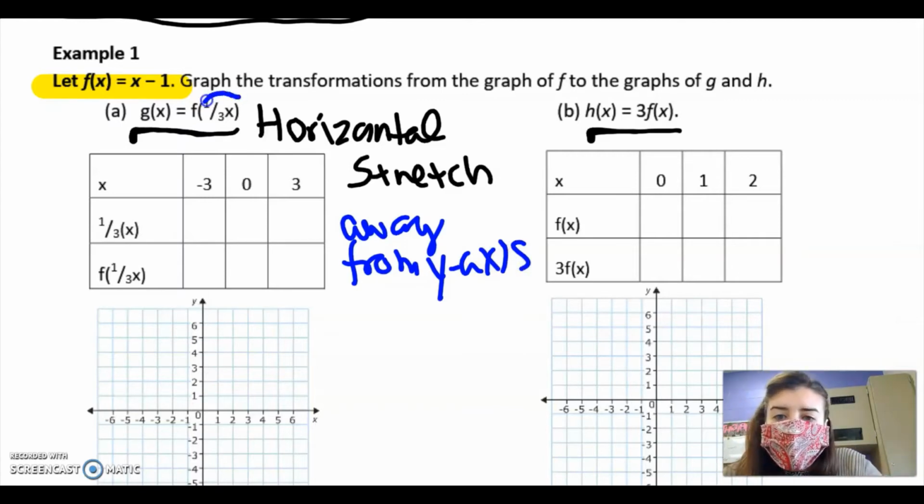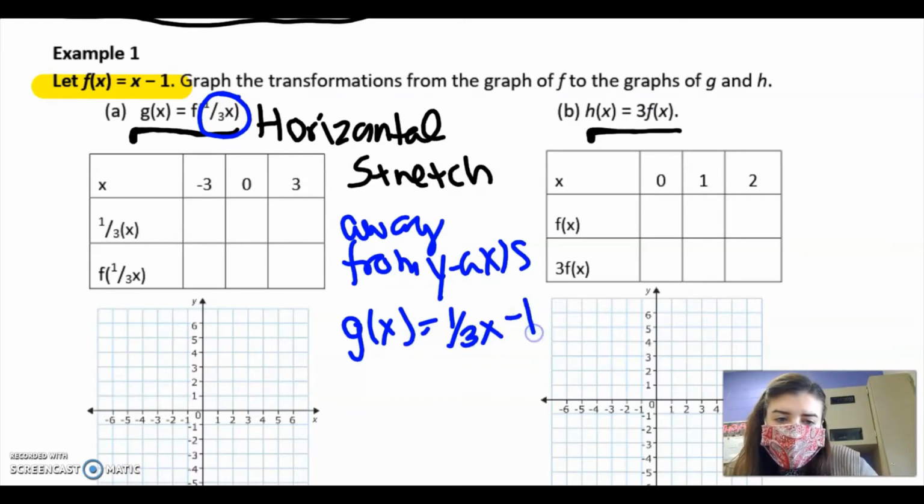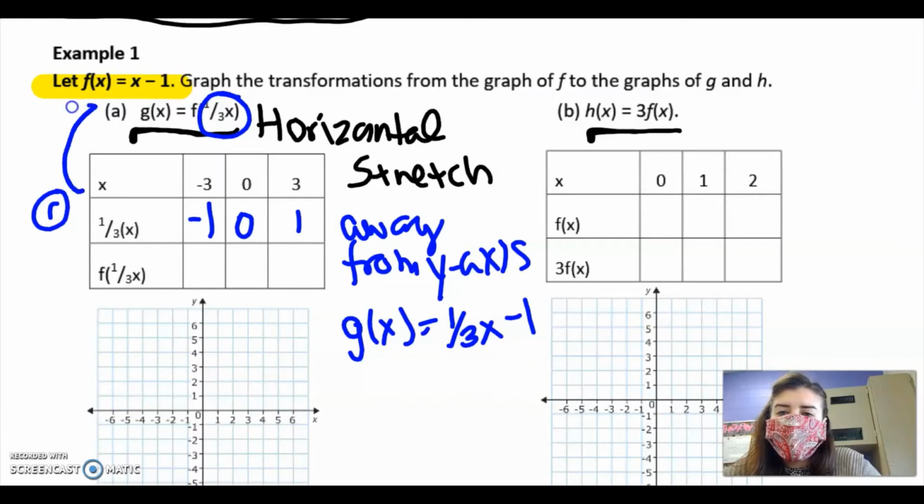Now if we apply that 1/3 with x, we can get g of x equals 1/3 x minus 1. So that's our new function. Or we can use our table. Our first step is to plug in x with 1/3. So we get -1, 0, and 1. Now we take that first step and plug it into our parent function. -1 minus 1 gives us -2, -1, and 0.